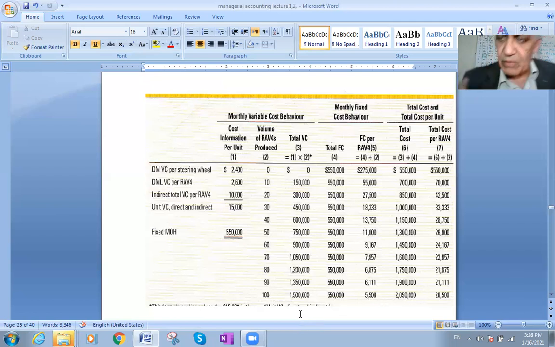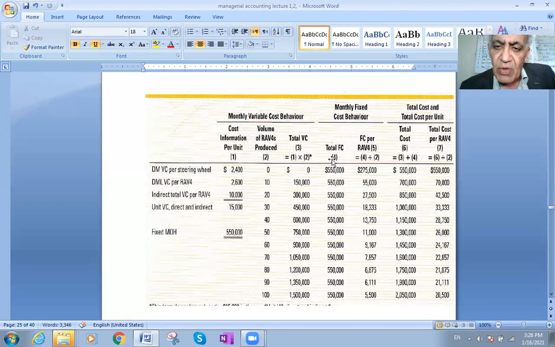Now let's move on to the next column, which is the total fixed costs. How will I calculate this column? Actually, this column need not be calculated because it's given to me in the example. In the example, he gave me the total fixed cost of 550,000. Here, 550,000. So the numbers are the same? Yes. Why is it the same? Because this is fixed costs.